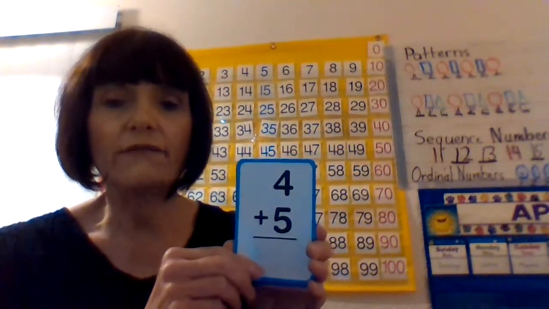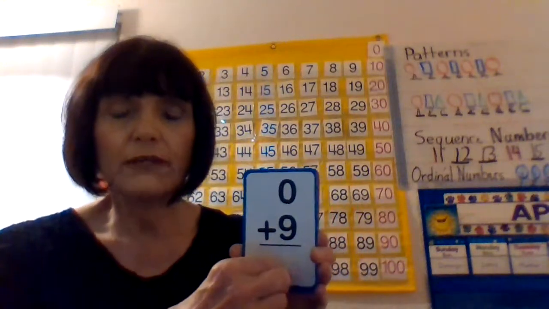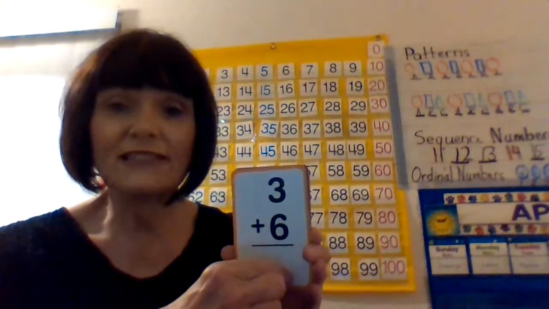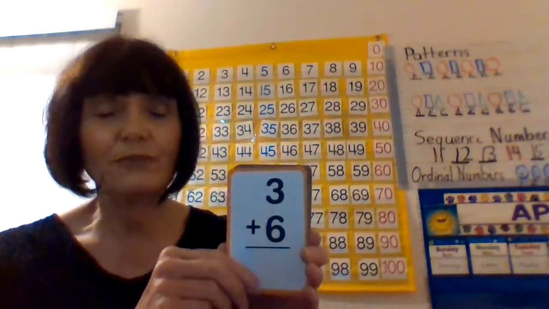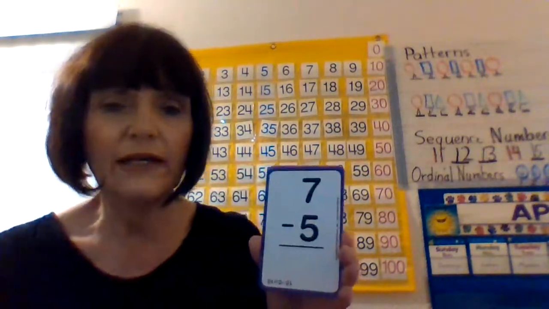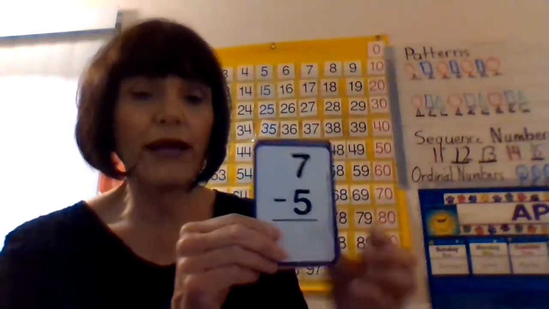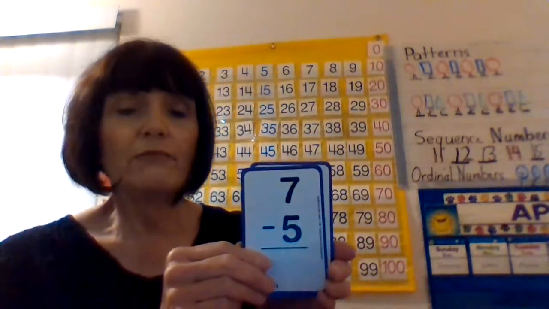4 plus 5 equals, you're right, 9. 0 plus 9 equals 9. 3 plus 6 equals 9. Again? Wow, that must be part of the number family of 9. 8 plus 1 equals 9. 7 plus 2 equals 9. Now we're going to do some subtraction. Are you ready? Watch out for those symbols when you're doing your worksheets. 7 minus 5 equals 2.